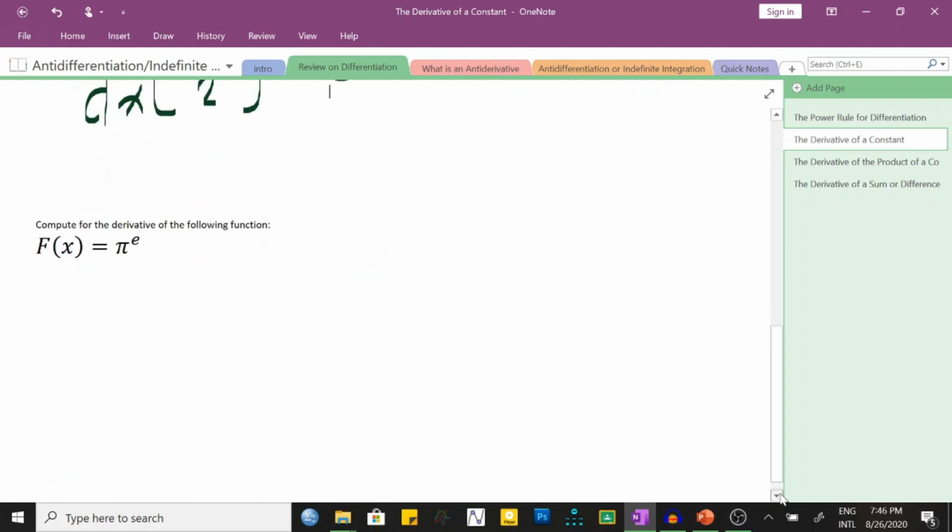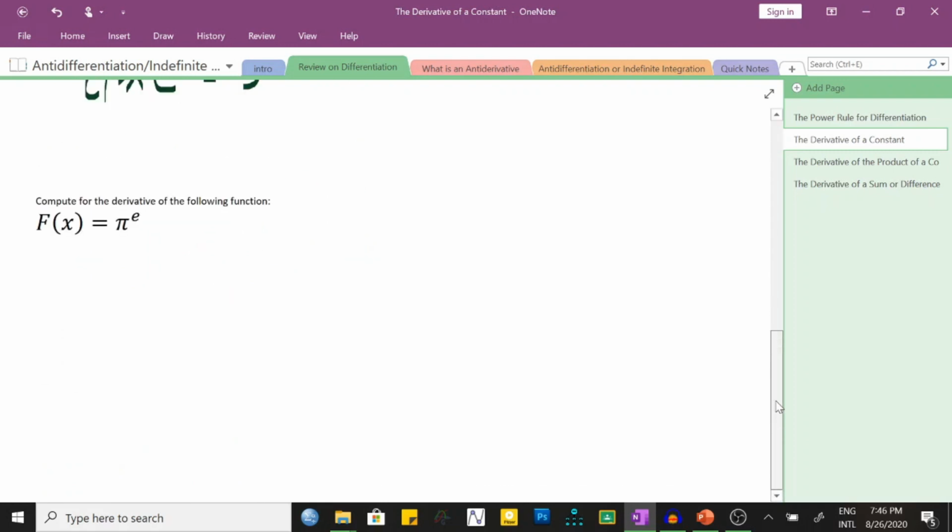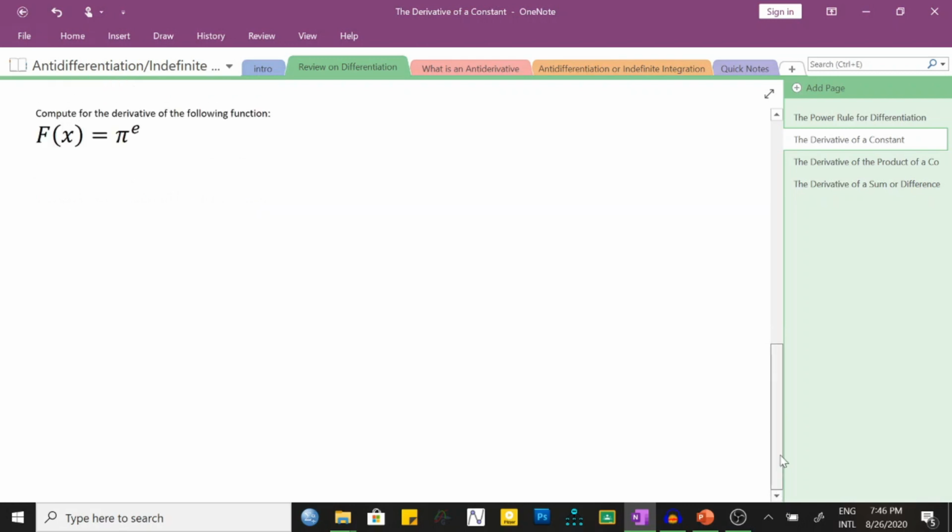How about this one? What is the derivative of this? We have a function, f of x equal to pi raised to e. Students, this is the wrong way to do it. I repeat, this is the wrong way to do it.